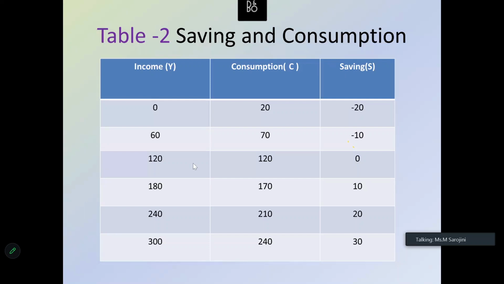Here, the increased income is 60. Here, 50 plus 10, 60. Again, 60. Here, 40 plus 20, 60. Here again, 60. Here, 30 plus 30, 60. Am I correct? Have you understood? Yes, ma'am.